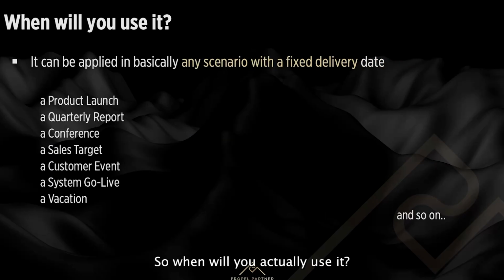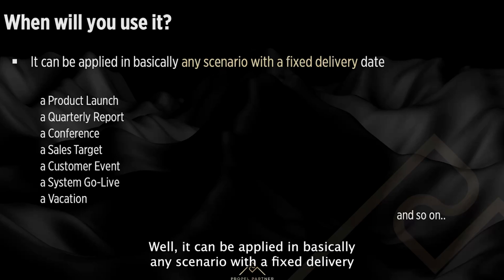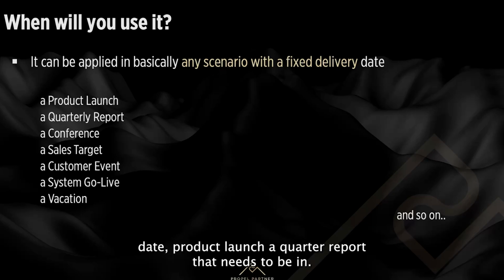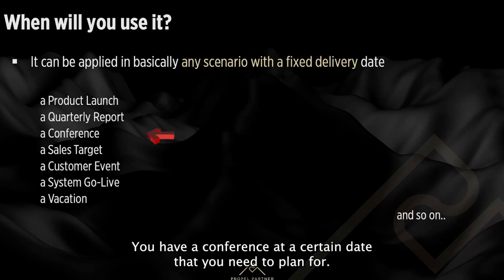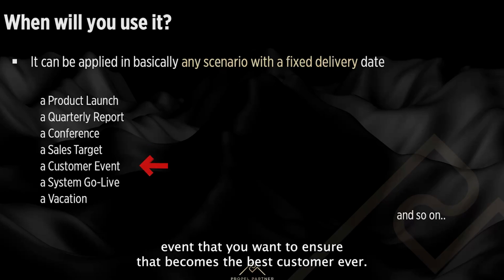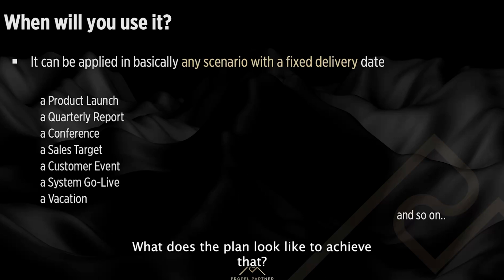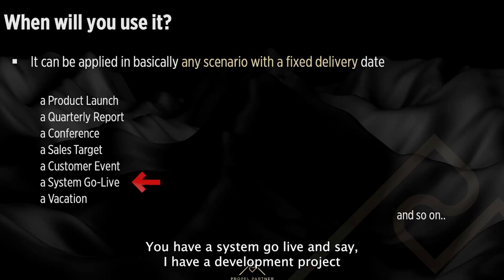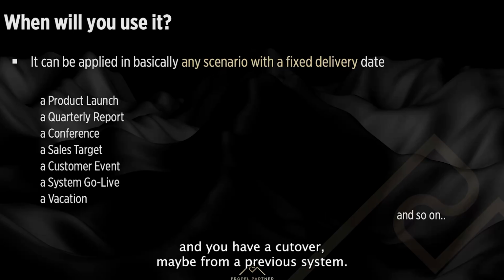So when will you actually use it? What kind of scenarios are we looking at? Well, it can be applied in basically any scenario with a fixed delivery date. A product launch, a quarterly report that needs to be in, a conference at a certain date that you need to plan for, a sales target that you need to achieve, a customer event that you want to ensure becomes the best customer event ever, and then what does the plan look like to achieve that? You have a system go live, so you have a development project and a cutover maybe from a previous system. What needs to happen in order to secure that go live?